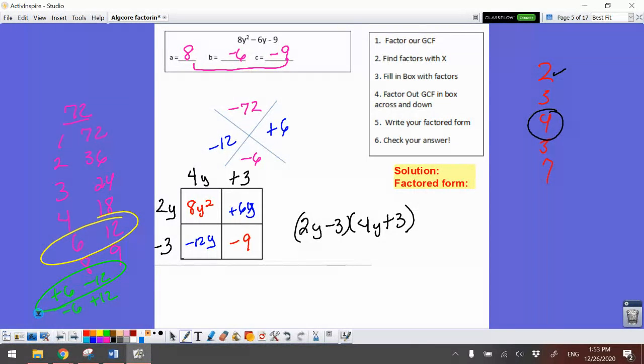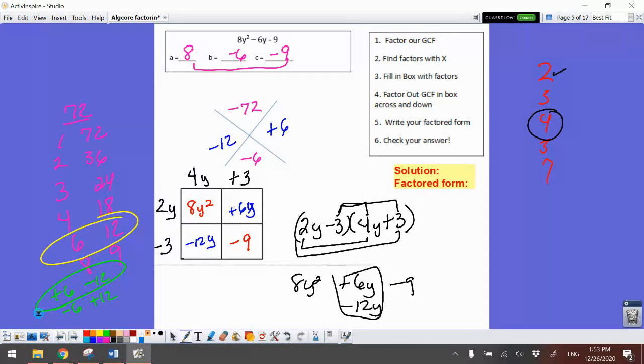Now if I check this, 2 times 4, that's 8y squared. And if I go here, that's a 6y. And here, that's a negative 12y. And there's a minus 9. I see that I have a negative 6y there, and I come up with what I started with.